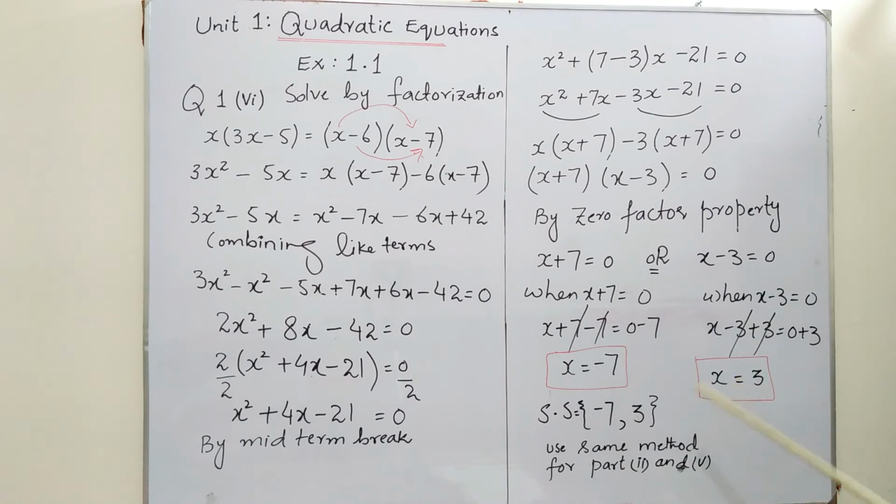to 3. Now there are two values of x, minus 7 and 3. So the solution set is minus 7 and 3. This is the answer for this question. You will use this method for solving part 2 and part 5 of question number 1, and this is the end of your question number 1.